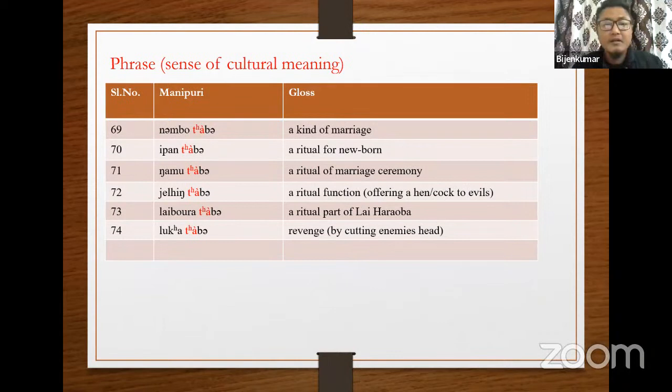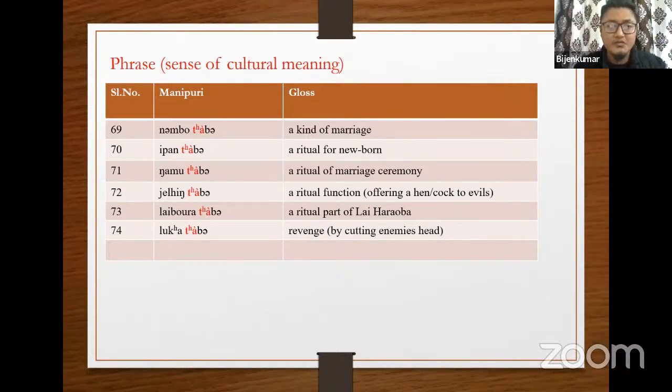Now, 29. This is a kind of marriage, but many of us in our generation don't know what Nambo Thaba is, which we are claiming as a kind of marriage. This means that if a person loves somebody of a noble or gentleman family in those days, he will go to that person's house and work over there, and once the family recognizes him, they will say that it's time we should give our daughter's hand to this guy. That kind of marriage was known as the Nambothaba.